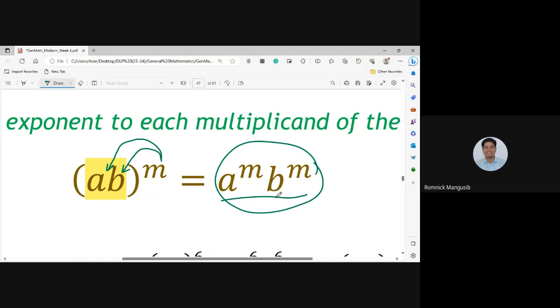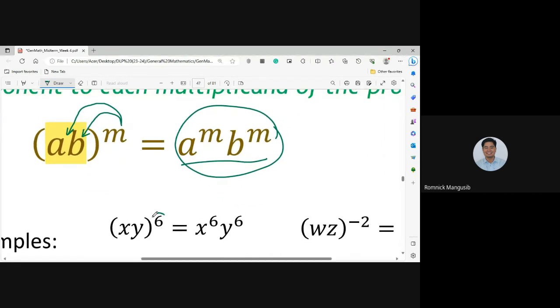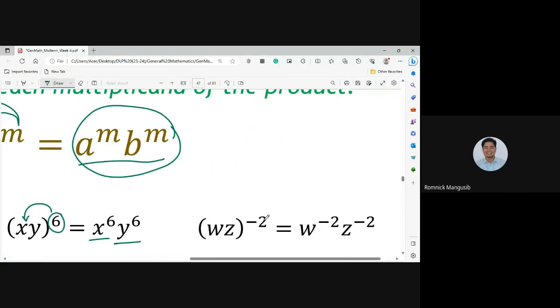Okay? Now, let's see the examples here. Just like (xy) raised to 6, distribute the 6 to x, so x raised to 6, y raised to 6. (wz) raised to negative 2, distribute it too. So that's how it looks.